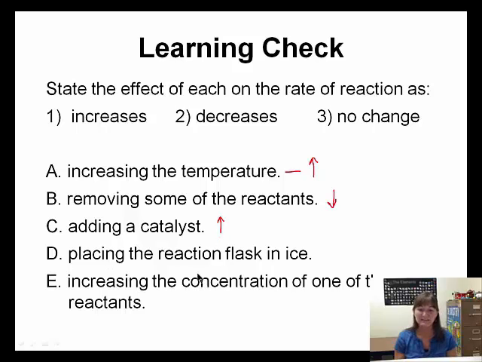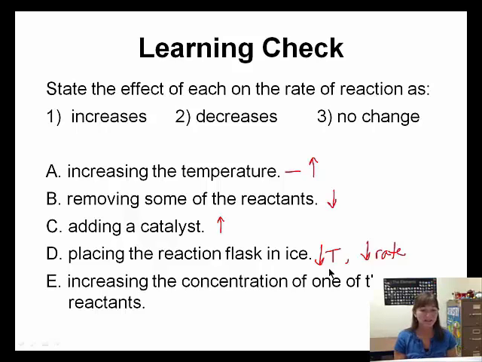What if you place the reaction flask in ice? Well, what that's saying you do is you're decreasing the temperature. So if you decrease the temperature, you are going to decrease the rate. The reaction is going to happen slower. Explain to me why. Well, if you decrease the temperature, the molecules are moving around slower, so you're not going to have as many collisions. When you do have a collision, they're not going to bump into each other with lots of energy because they're moving slower. They don't have as much kinetic energy.